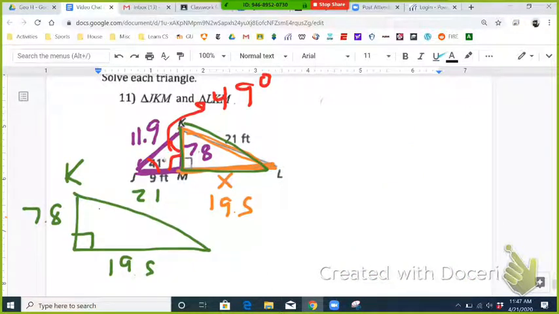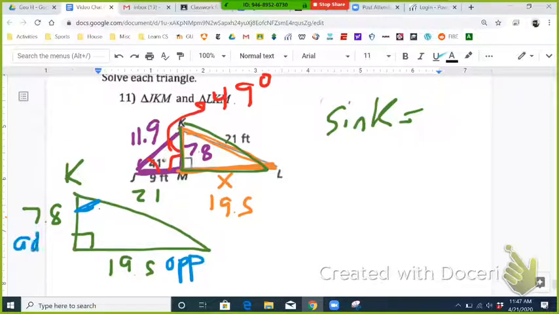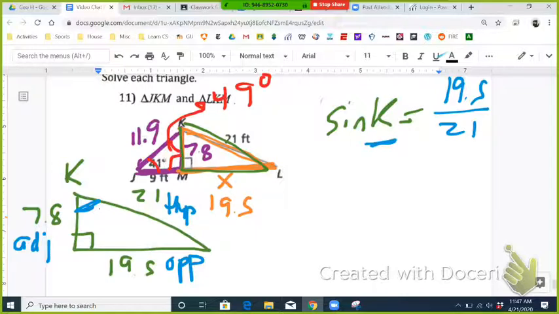Alright, so let's just do sine. So if I do the sine of angle K, this is angle K, this is the opposite leg of that, this is the adjacent leg, and this is the hypotenuse. So the sine of angle K would be 19.5 over 21. Now, how do you find angle K? Well, you can't divide by sine, but what you could do is do the inverse, which means to switch K and 19.5 over 21.